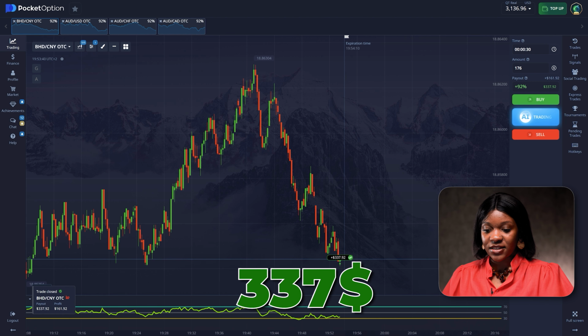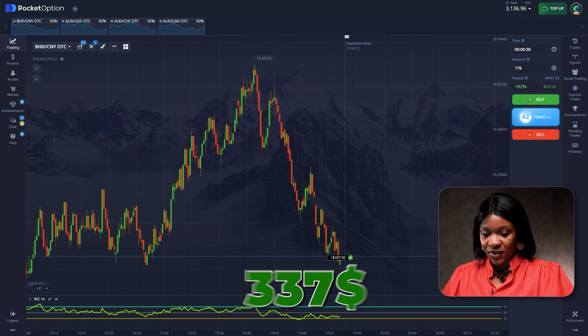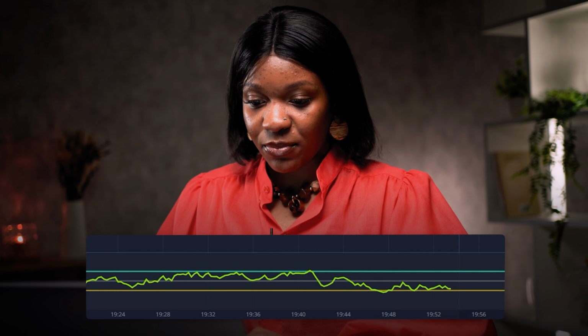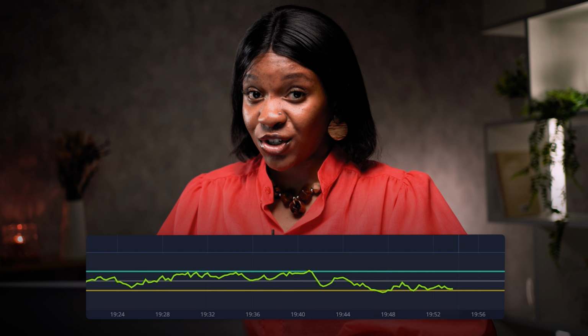Super! RSI is pretty stable today. It is still near the lower zone but has not crossed the 30 mark, which is encouraging.